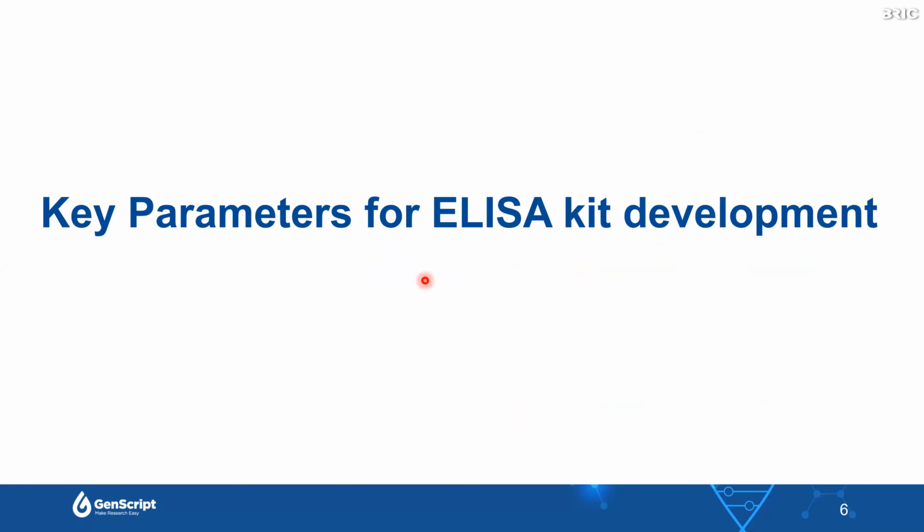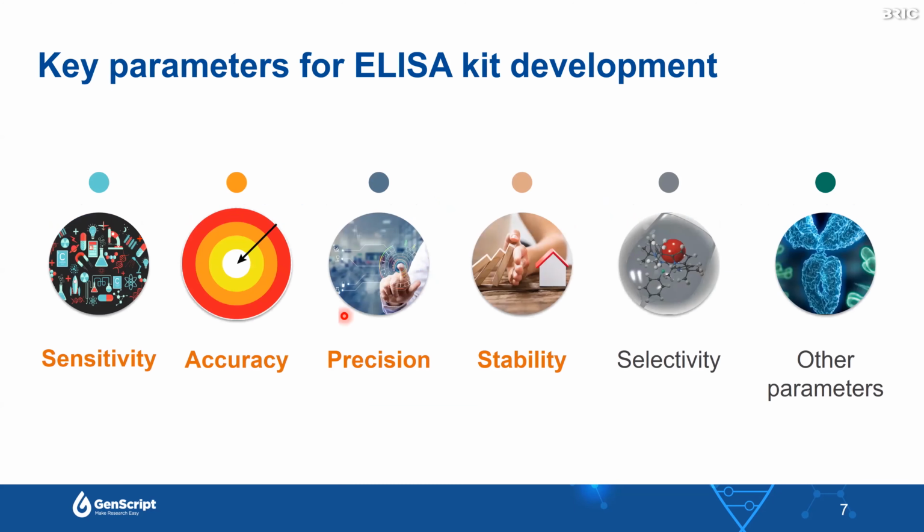Next, I would like to talk about the key parameters or optimization tips for ELISA kit development. These key parameters include sensitivity, accuracy, precision, stability, selectivity, and other parameters such as drug resistance, dilution, linearization, and so on. Assay sensitivity refers to the ability of methods or instruments to detect and analyze at a specific concentration and is often defined by a detection limit.